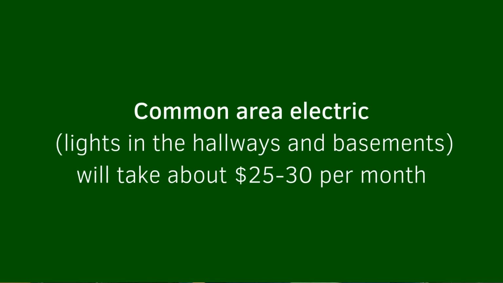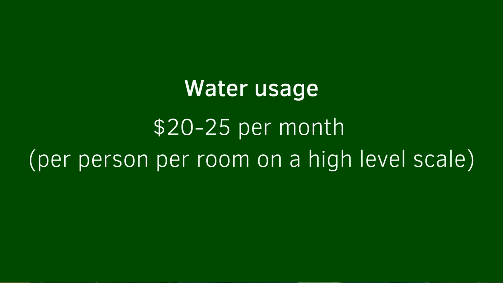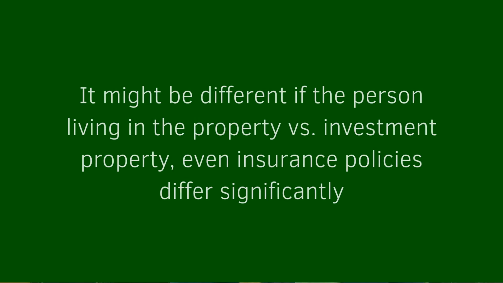Say, for example, common area electric, right? Those are the lights in the hallways and basements, give or take about $25, $30 a month, right? Build that right in. We look at water usage, right? Water usage, again, it's completely different with renters than owner-occupied people. We might say $20 to $25 per month per person per room, right? On a high-level scale. Even insurance. As an insurance agent, we're able to give you a number of what that's going to be as an insurance estimate, because again, it might be different if the person's living in the property versus an investment property. Even insurance policies differ significantly.